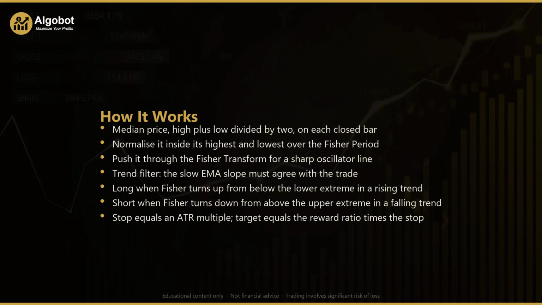There are 2 more gates before any order goes out. The current spread must be no wider than the maximum spread setting, which keeps trading costs contained, and there can only be 1 open position per magic number at a time, so the strategy never stacks trades on top of each other. Finally, risk. Both the stop and the target are volatility adaptive, built from the average true range, a common measure of how much price is moving. The stop loss is placed at 2 times the ATR away from entry, and the take profit is set at 1.5 times that stop distance, giving a reward-to-risk ratio of 1.5 to 1 on every trade.